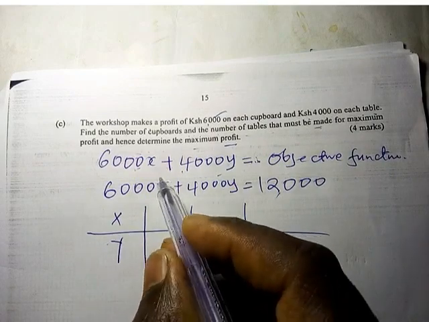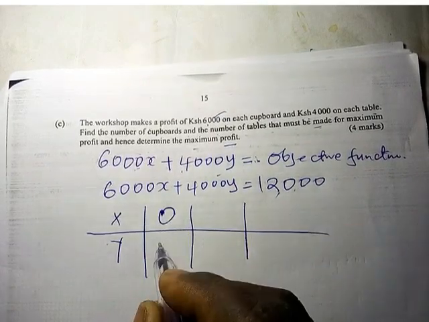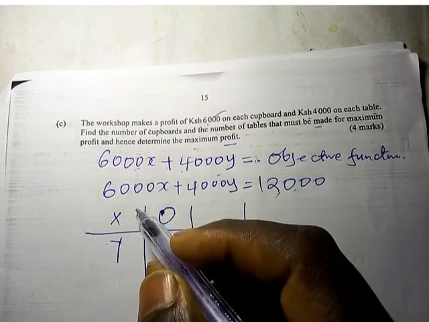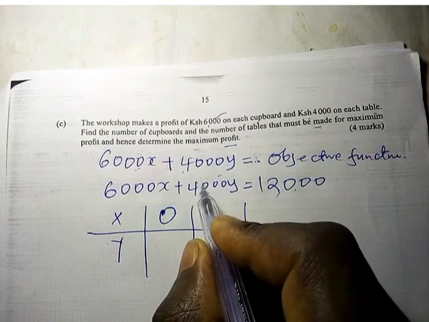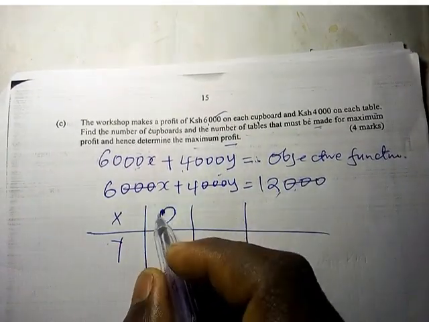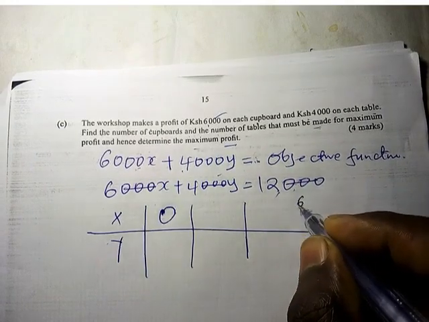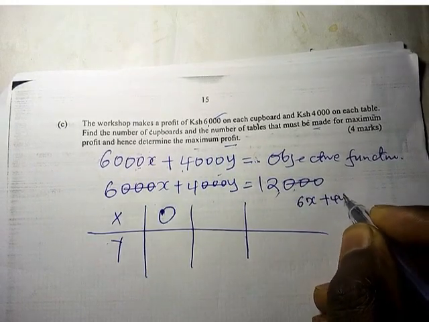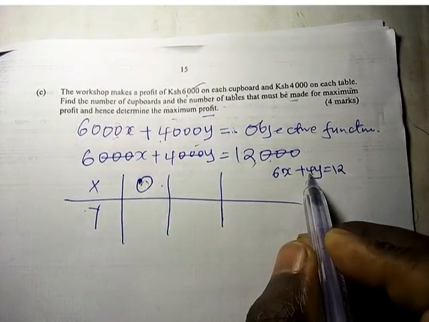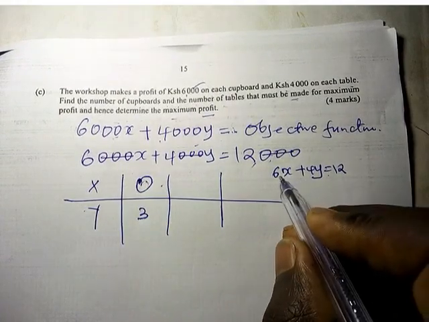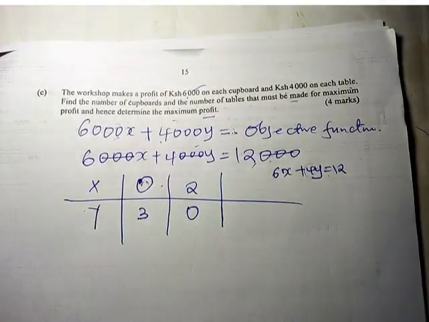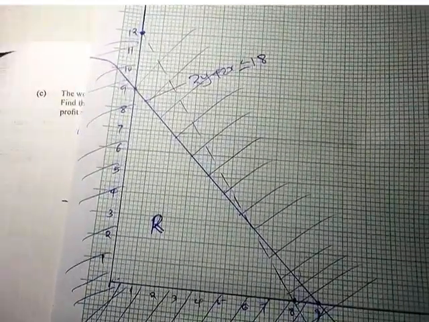So if x is 0, y is going to be, actually let me remove these, because my graph already had some lines. So if x is 0, we are going to have 6x plus 4y equal to 12. So if x is 0, y will be 3. And if y is 0, x will be 2. So you draw this line on our graph.